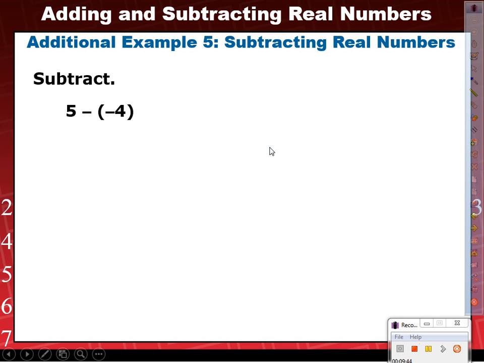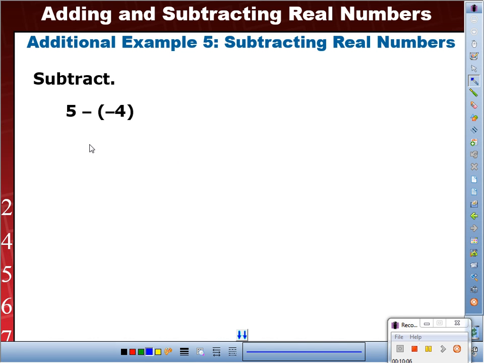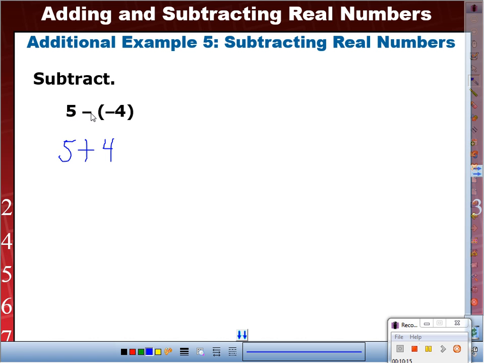So, we wrote down a rule today, didn't we? And the step was add the opposite of the second number to the first. So check this out. We're saying add the opposite of the second number. What is the opposite of this one? 4 to the first. So notice that 5 didn't change. It stayed the same. And it was a subtraction.